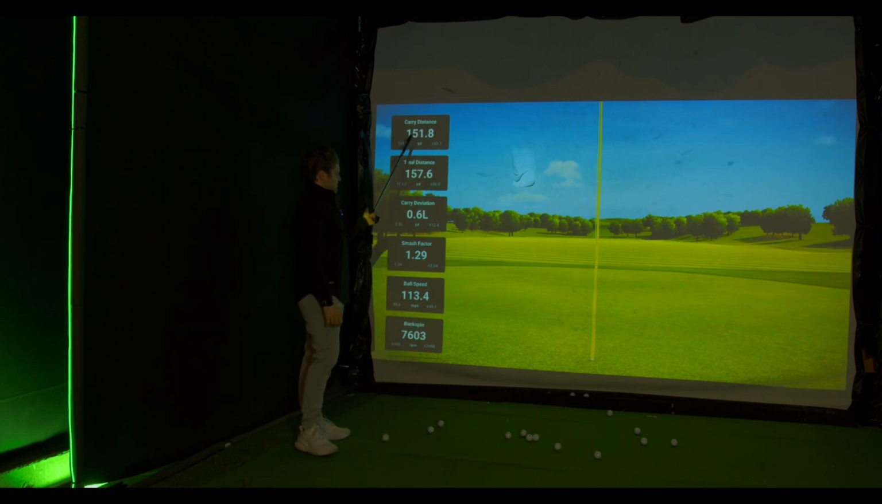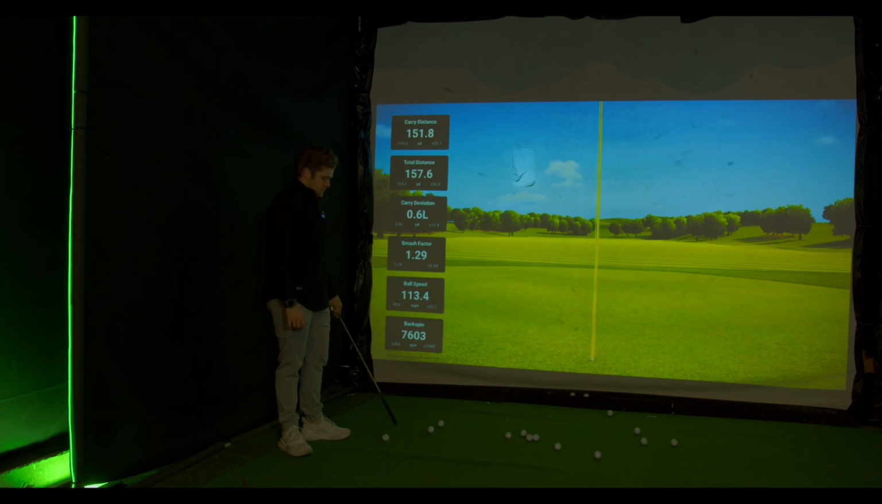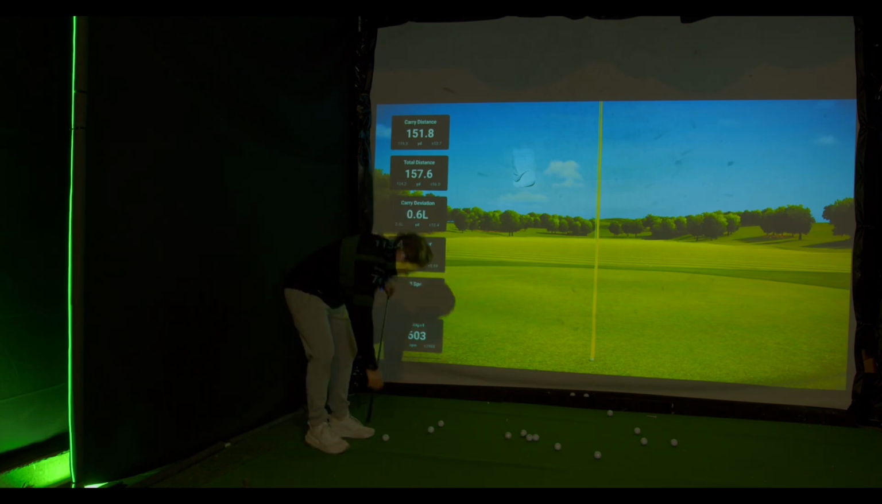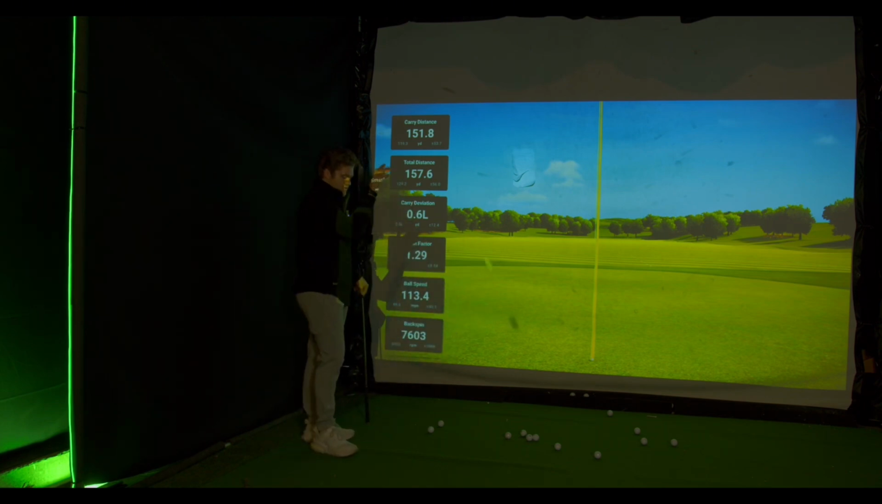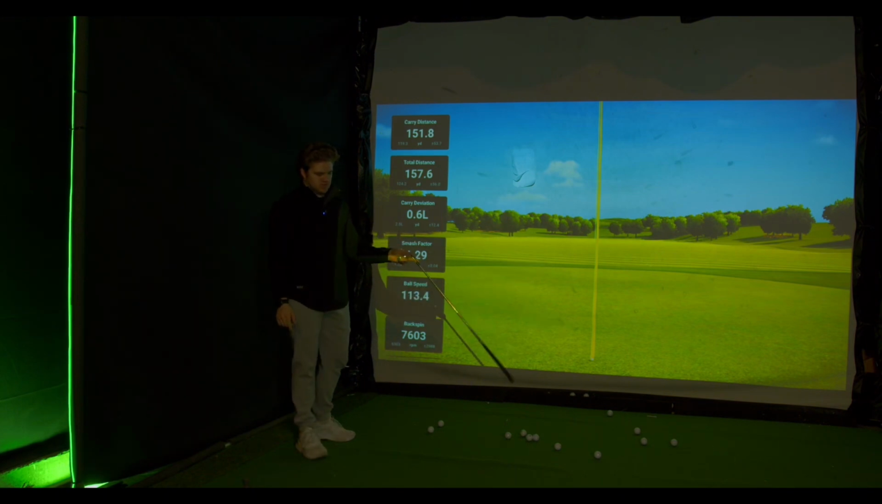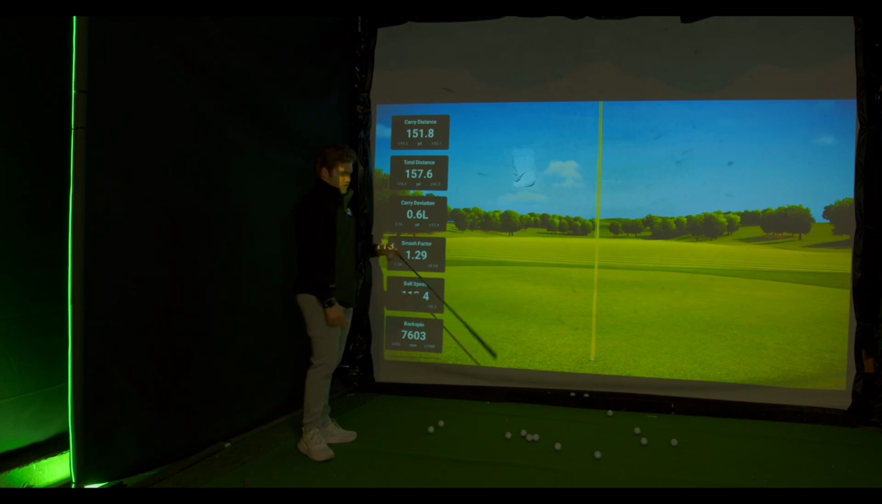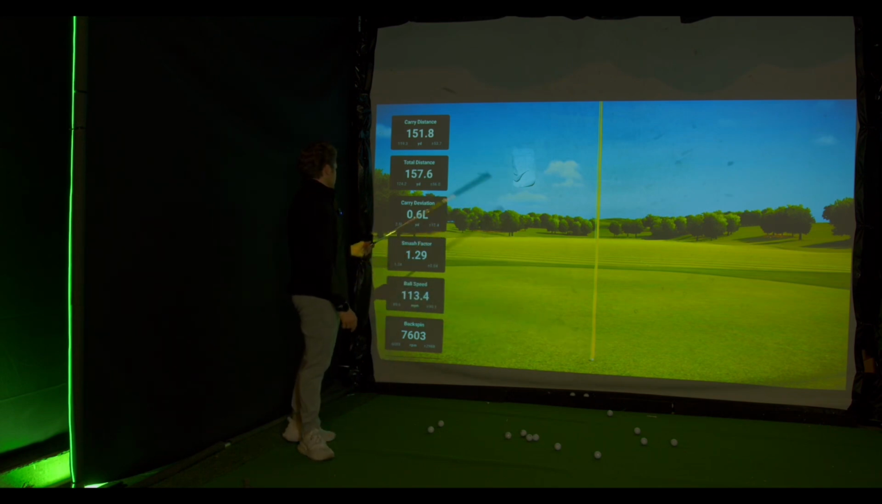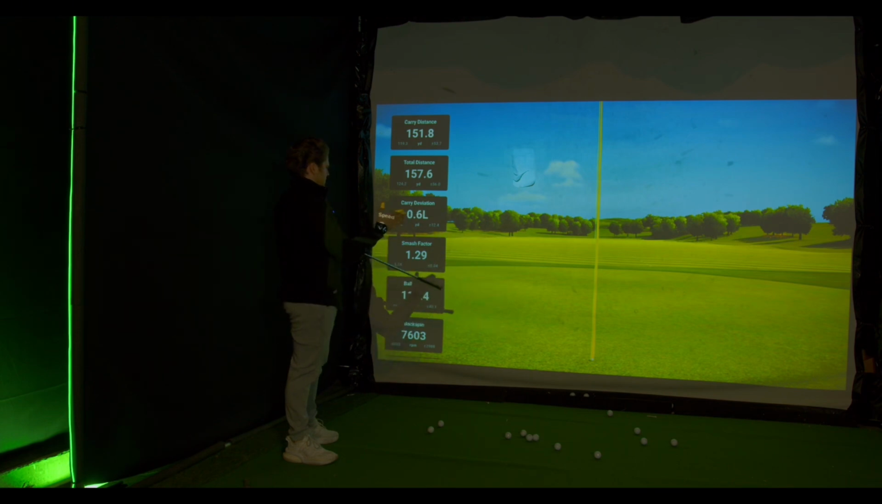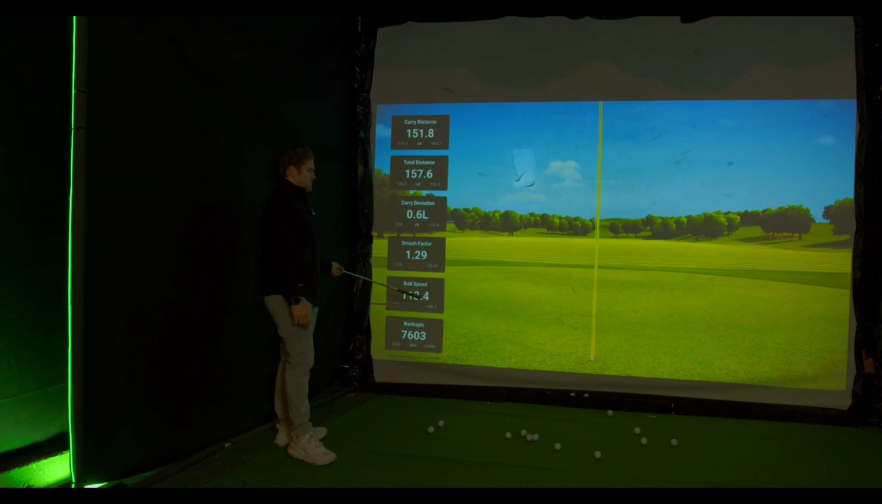So carry distance obviously is the distance that it traveled to. Basically, if I drop this ball and I'm trying to launch it here, wherever it hits, that's what I'm measuring. Not the total rollout, but where it just hits. Total distance is the carry plus the rollout. Carry deviation obviously is the center line right here and how far it goes left or right of that center line. Smash factor, ball speed.